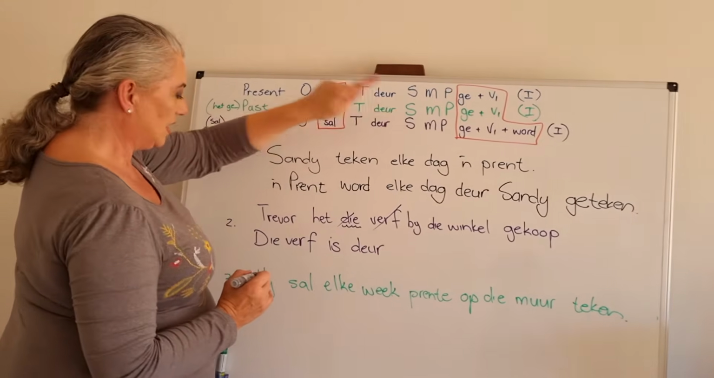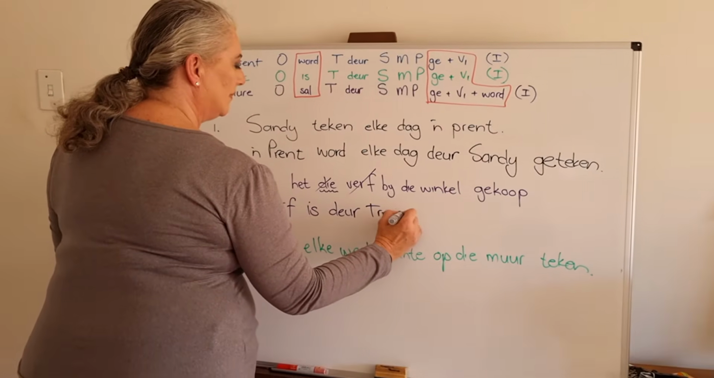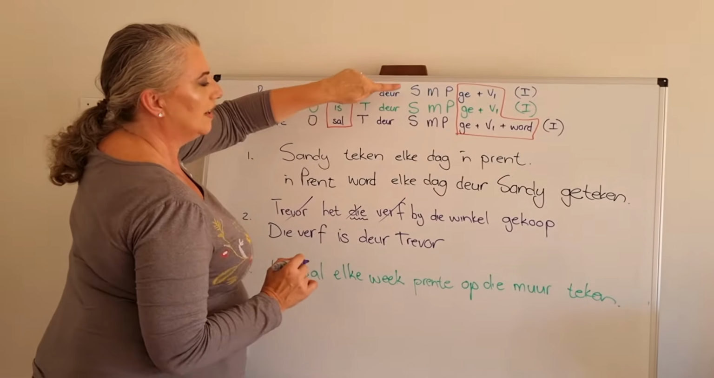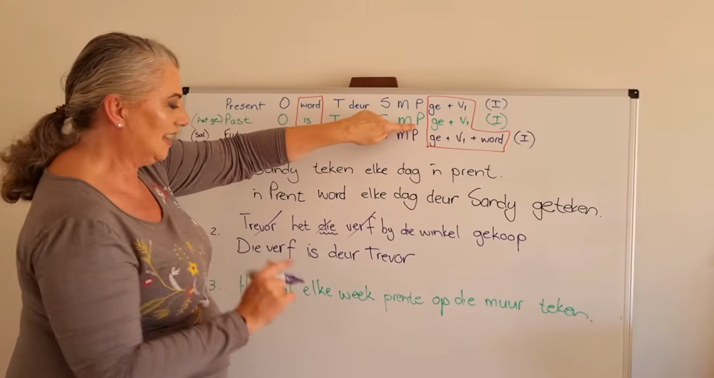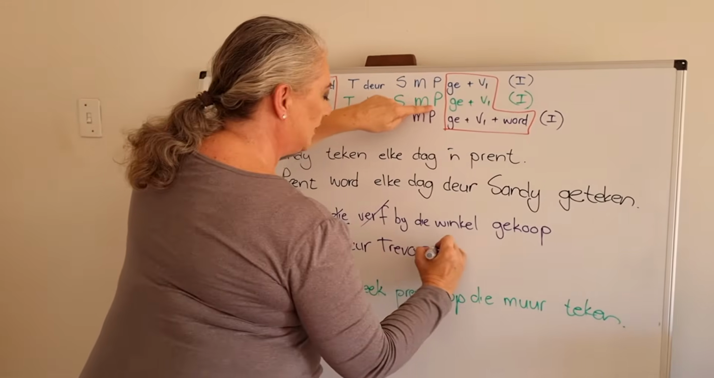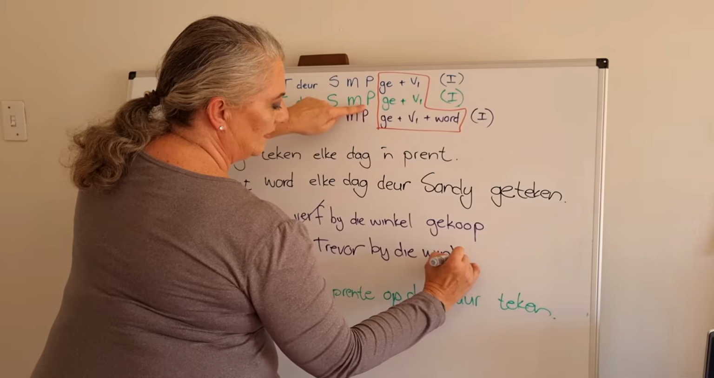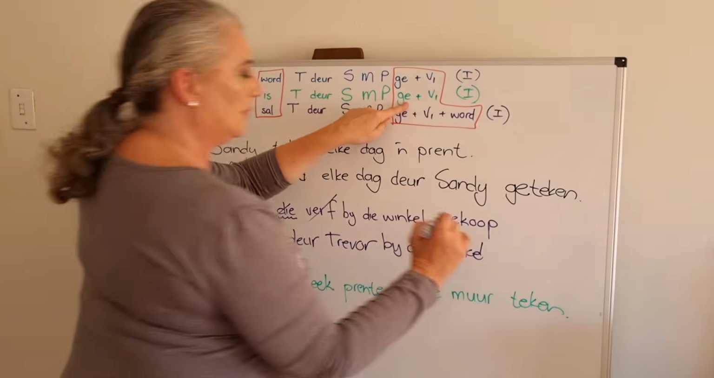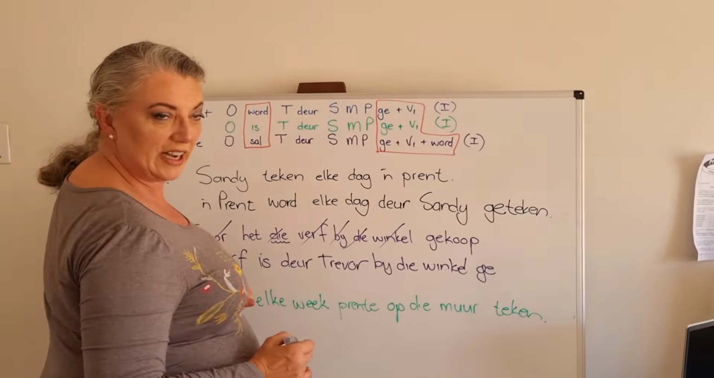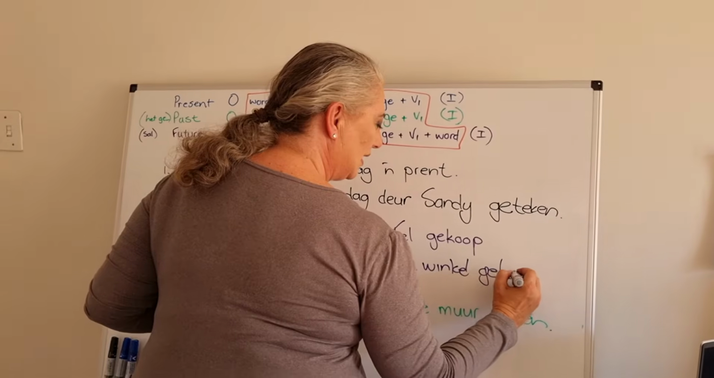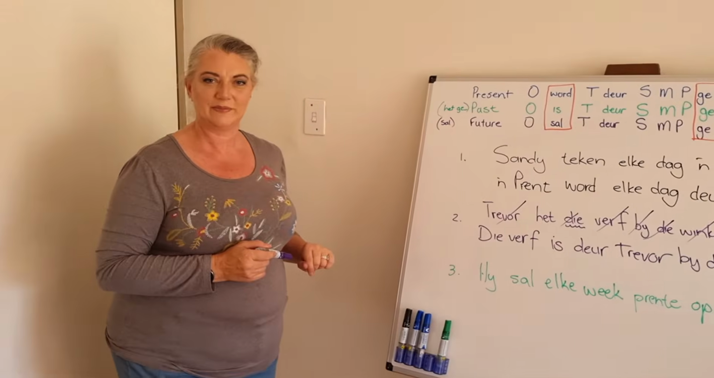The next word, subject. What is the subject in the sentence? Trevor. Cross it out. Is there a manner? No. Is there a place? Yes. By die winkel, at the shop. Ge, here we go. Ge, by die winkel. The only word left is gekoop. Gekoop. And there is your passive voice sentence.